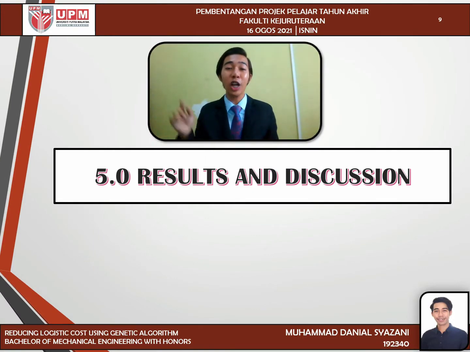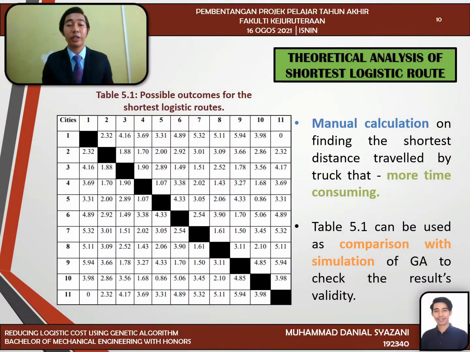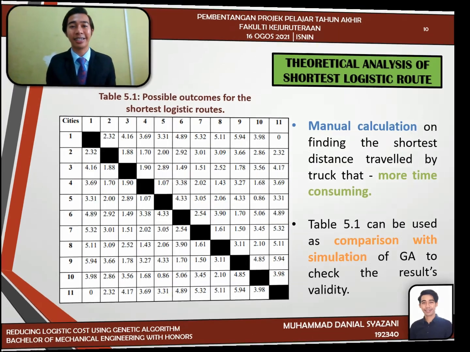Simulation is done. Now we proceed to the result and discussion. Alright, so move to the theoretical analysis of shortest logistic route. As you can see, Table 5.1 is a possible outcome for the shortest logistic route that can be done by manual calculation. However, this method is not good to be practiced because it's more time consuming. Besides, this Table 5.1 can be used as a table to check the results' validity.